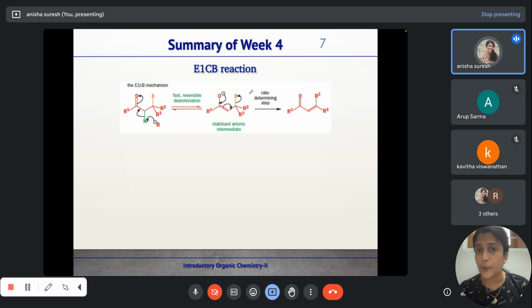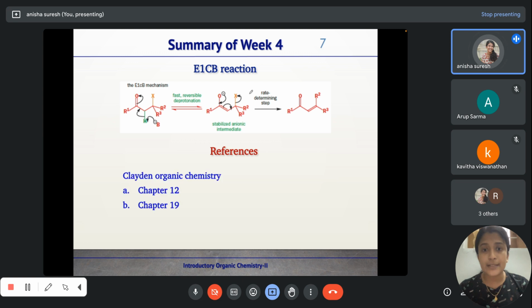It was a special topic that was discussed in week 4. Now for references, you can follow Clayden Organic Chemistry, chapter 12 for carboxylic acids and their derivatives and their reactions. Then chapter 19 for elimination reactions. So the E1cB mechanism etc. will be discussed in detail in chapter 19. So this was a summary of the week 4 lectures. If you have any doubts, you can ask now, or else we can move to problem solving.